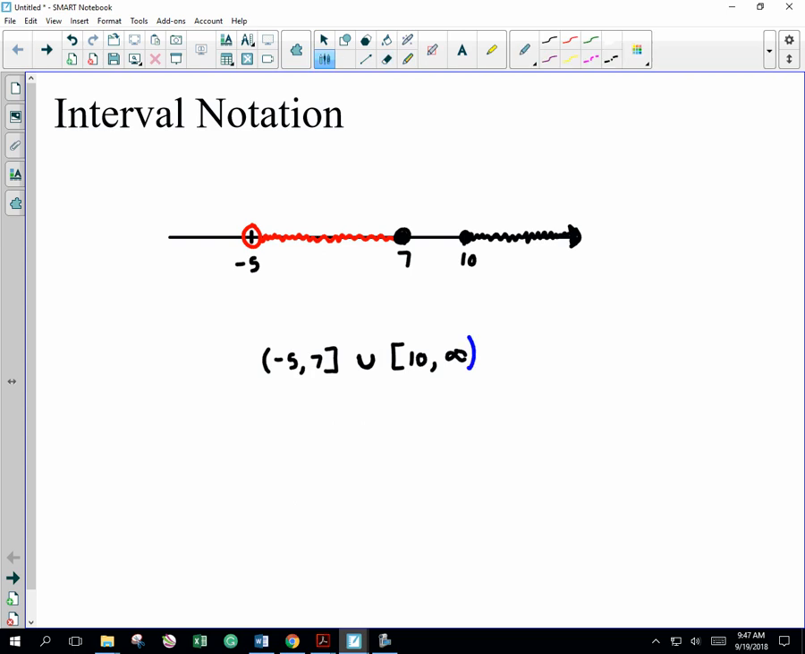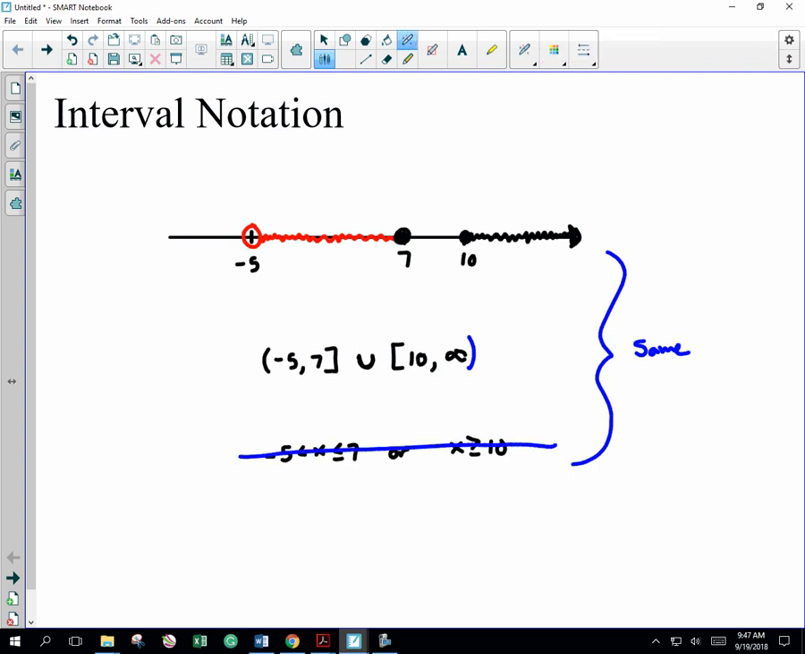And then what would it be in Algebra 1? In Algebra 1, you would have written it this way. All three of these mean the same thing. However, we are transitioning out of Algebra 1 and moving on to Algebra 2. Algebra 2 uses interval notation, and pre-calculus and calculus use interval notation, okay? So we're going to move away from the inequality symbols.